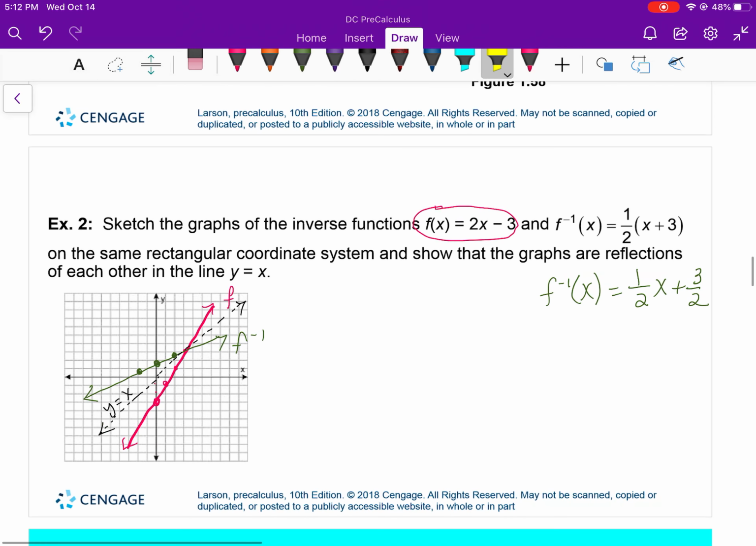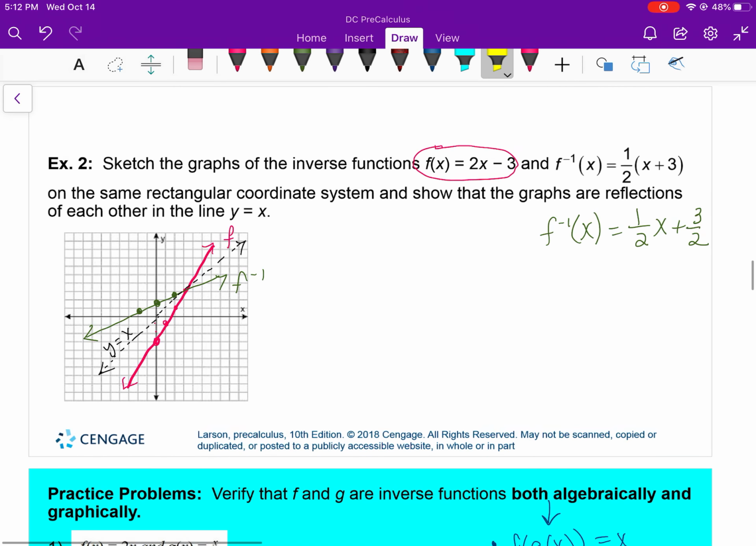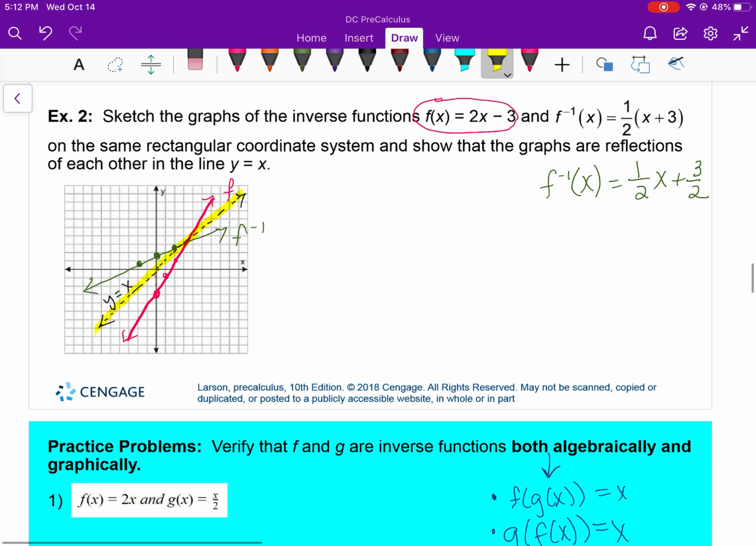So on this slide, on this example, we practiced graphing two functions that were inverses of each other, and we put in the line y equals x right here, and you can see that it does act as a line of symmetry. Both of these lines were graphed with slope-intercept, so we graphed the y-intercept first, and then we followed through by graphing the slope.